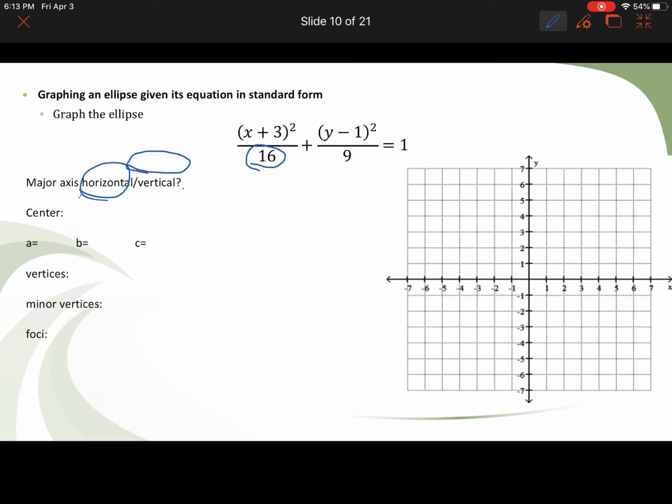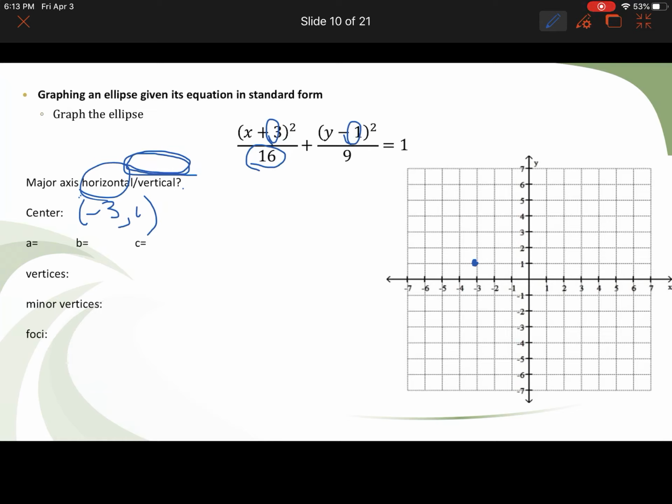Okay, so that means it's going to look like this. It's elongated horizontally, back and forth. All right, so the center, remember that's the h, k, and that is found by these 2 points, right? And it's the opposite because it's x minus the center. So the center is going to be -3 and 1. And so I could actually start graphing it here. I'm going to go -3 and up 1, and there's my center.